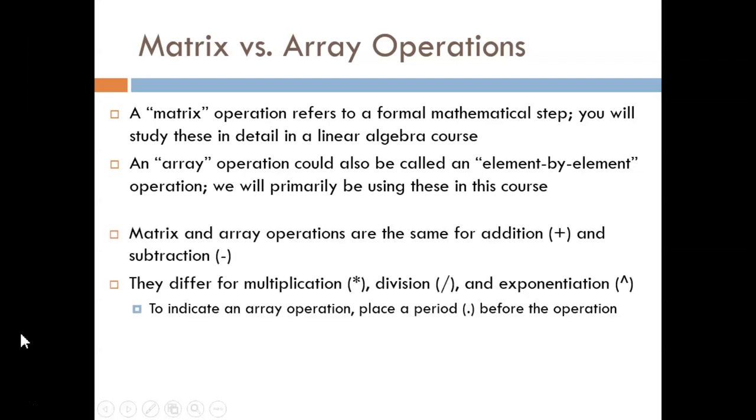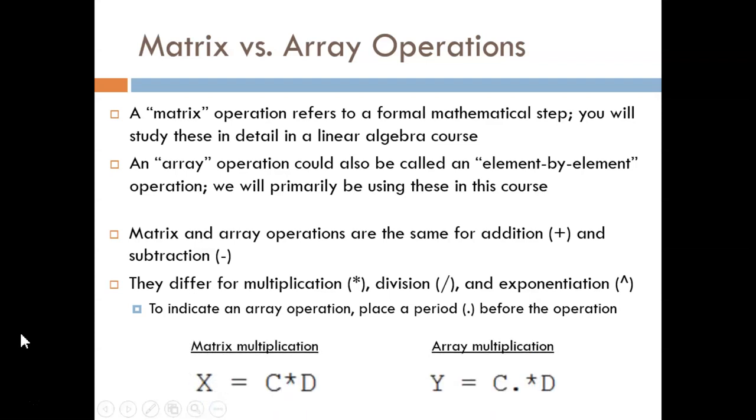When doing addition or subtraction, there is no distinction between the two categories. However, for multiplication, division, and exponentiation, there is a difference. When these operations are written without a period or a dot, then MATLAB performs the formal matrix version. When these operations are written with a dot, then MATLAB performs the element-by-element version.